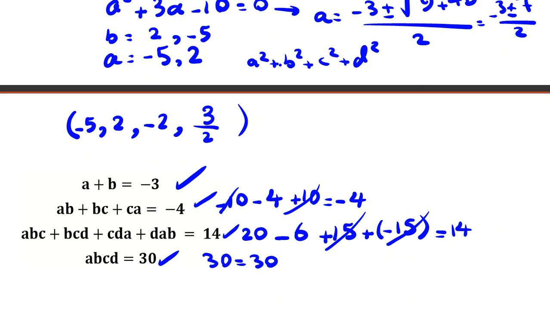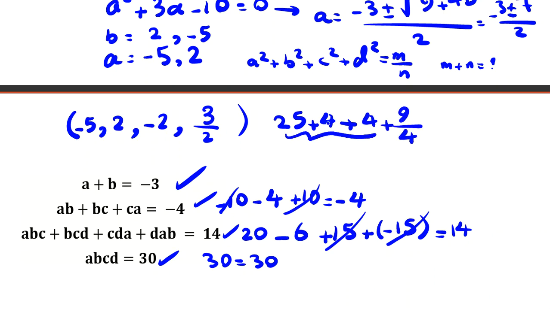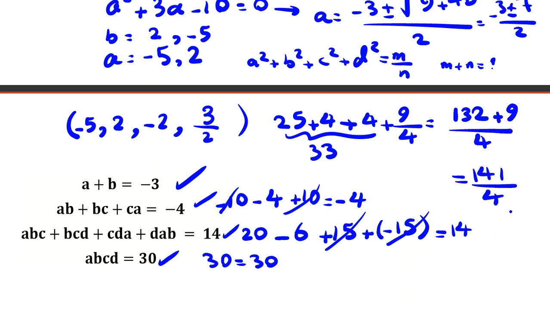Now the problem says what? Calculate A squared plus B squared plus C squared plus D squared equals m over n, where m and n are relatively prime. M plus n is what? So if you calculate the first one, 25, the next one, 4, C squared 4, and this is 9 over 4. If we calculate this, 4 plus 4, 8, 8 plus 25, 33. 4 times 33, 132, plus 9 over 4, which equals 141 over 4. So we see that they are relatively prime numbers. So the answer of the problem, which equals m plus n, equals 145.